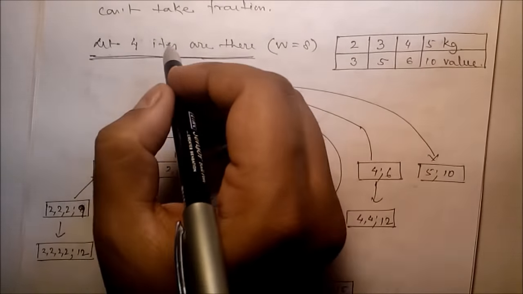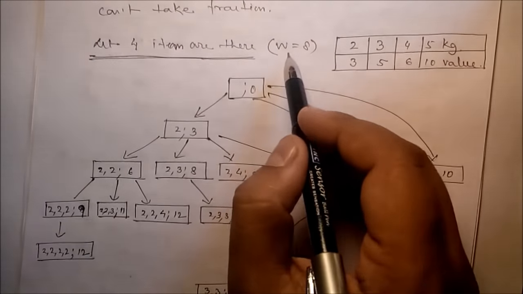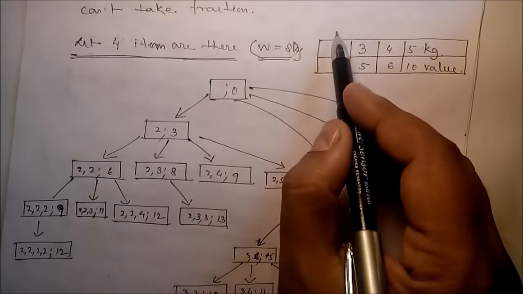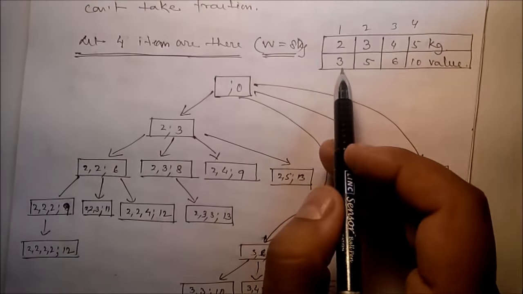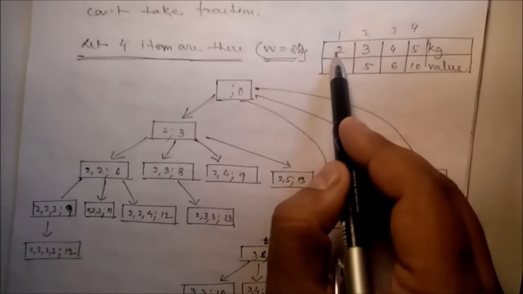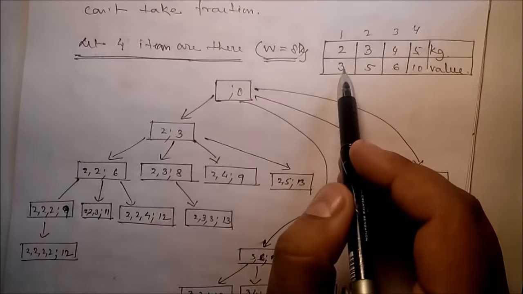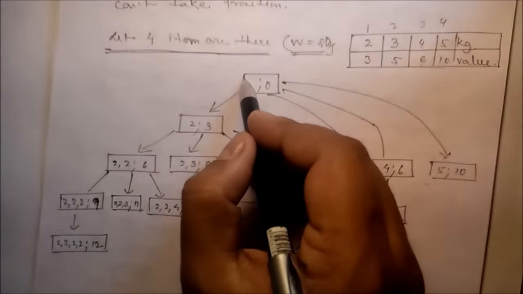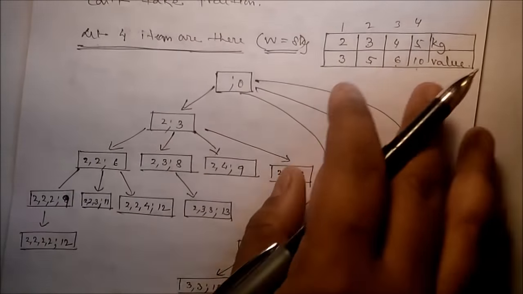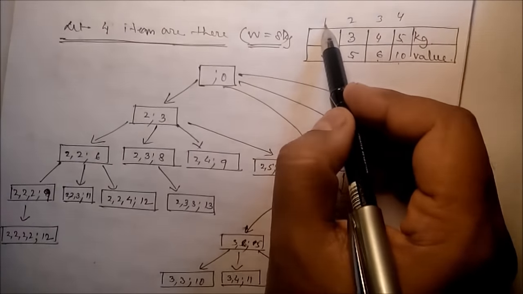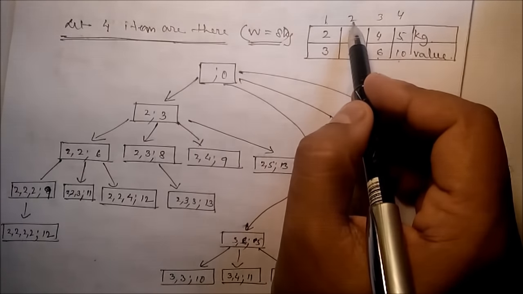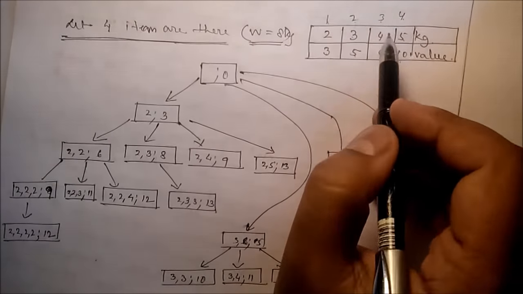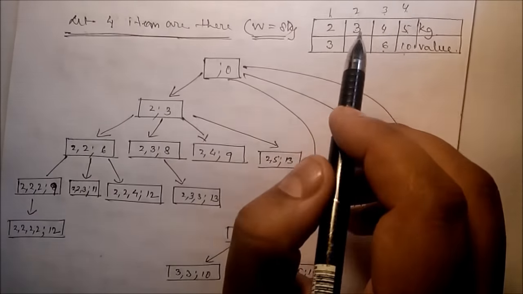Let four items be there, and our knapsack can contain only 8 kilograms, for example. Now 4 items are there, 1, 2, 3, 4, and the weights are 2 kilograms, 3 kilograms, 4 kilograms, 5 kilograms, and values are say 3 rupees, 5 rupees, 6 rupees, 10 rupees. Here the number of items is unlimited, meaning unlimited first items are there, unlimited second items, unlimited third items, unlimited fourth items are there. Okay, and we can't break the item.